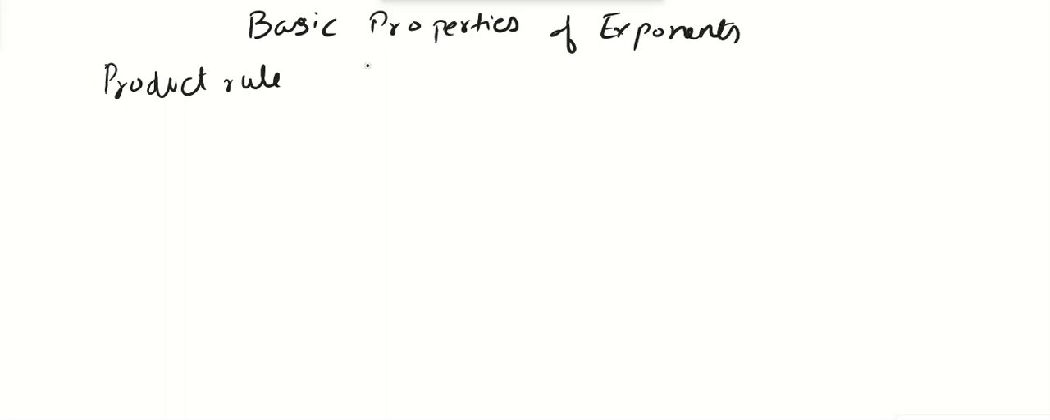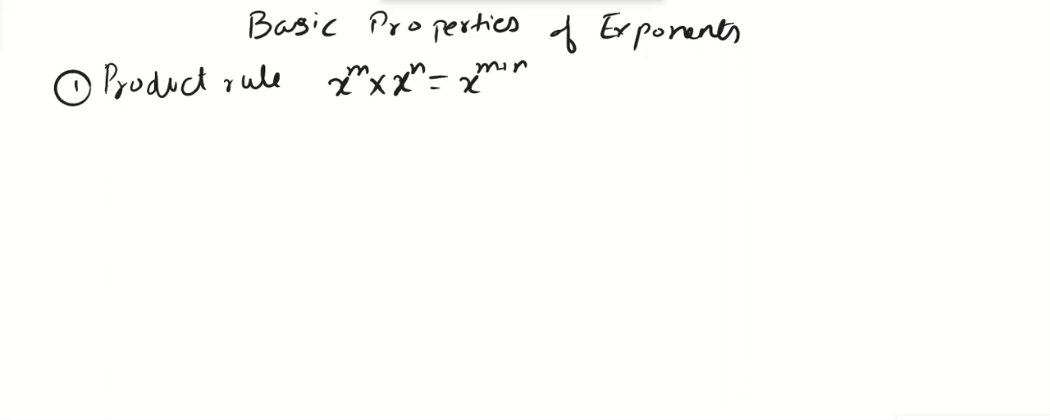The product rule states that if we have the same bases and different powers and the two numbers are multiplying, for example x raised to power m is multiplying with x raised to power n, then we can write it as x raised to power m plus n. This is the first property that we have discussed.